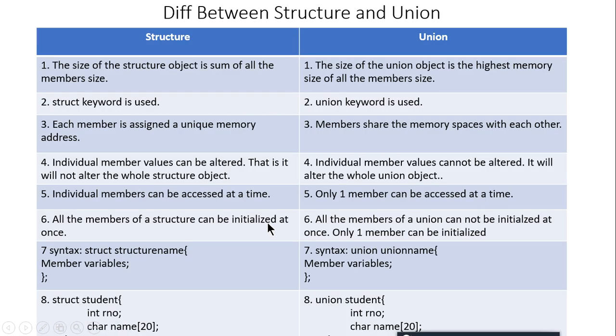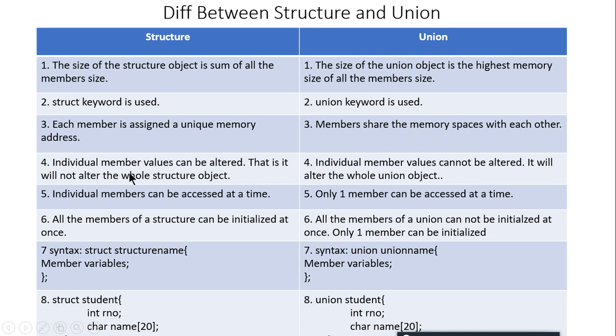Similar to that, there's another topic, the difference between a structure and a union. As you guys know, we use the struct keyword in structure and we use the union keyword in union. The size of structure is the sum of all members' memory size, whereas in union the highest memory size is selected and is given to the union object. Each member has a unique memory address. Here they share the memory address.